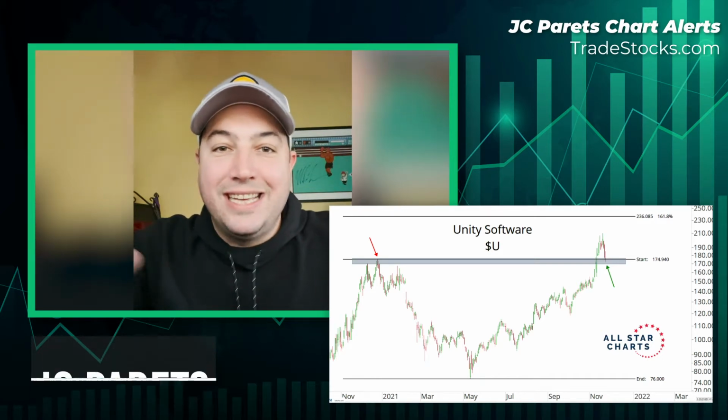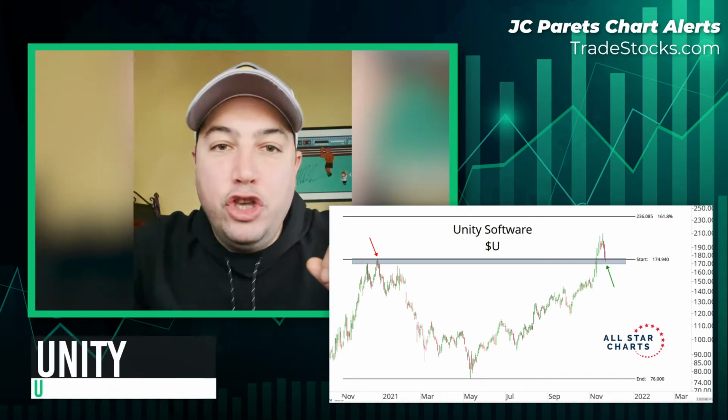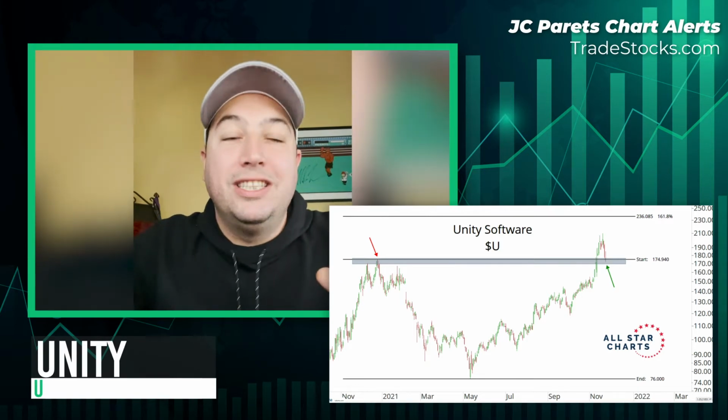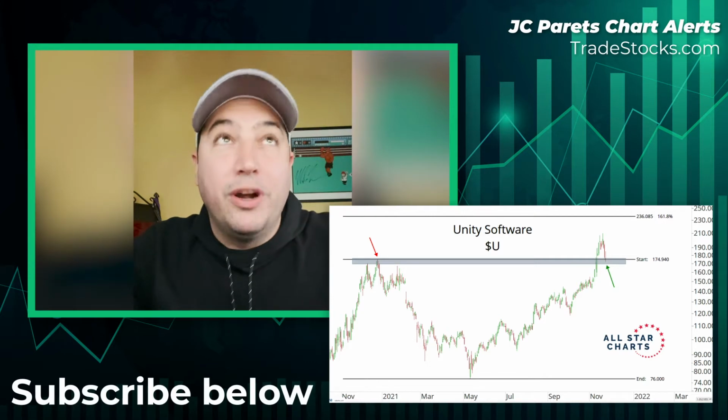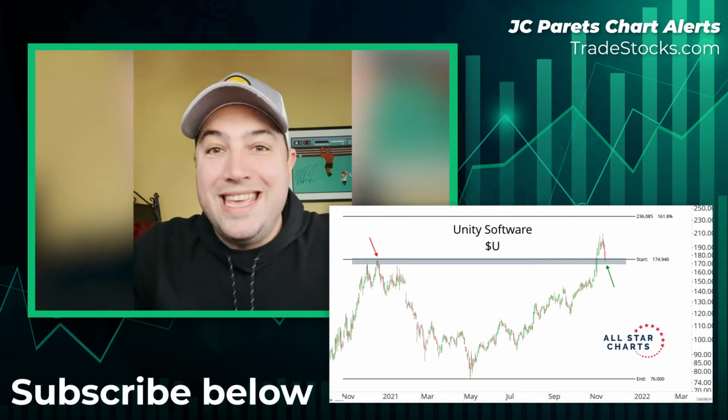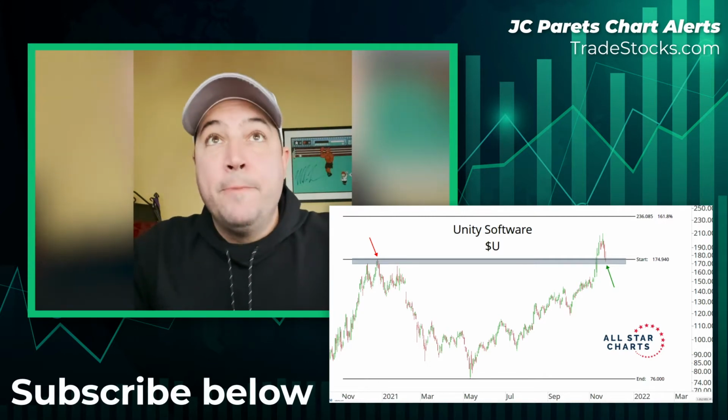The trade of the week is going to be the U, baby. Unity Software, ticker symbol U. This has been a big winner for us in the past. You guys following along are probably already familiar with it, probably made some money with it already. This is setting up nicely. In fact, it was really taking off.